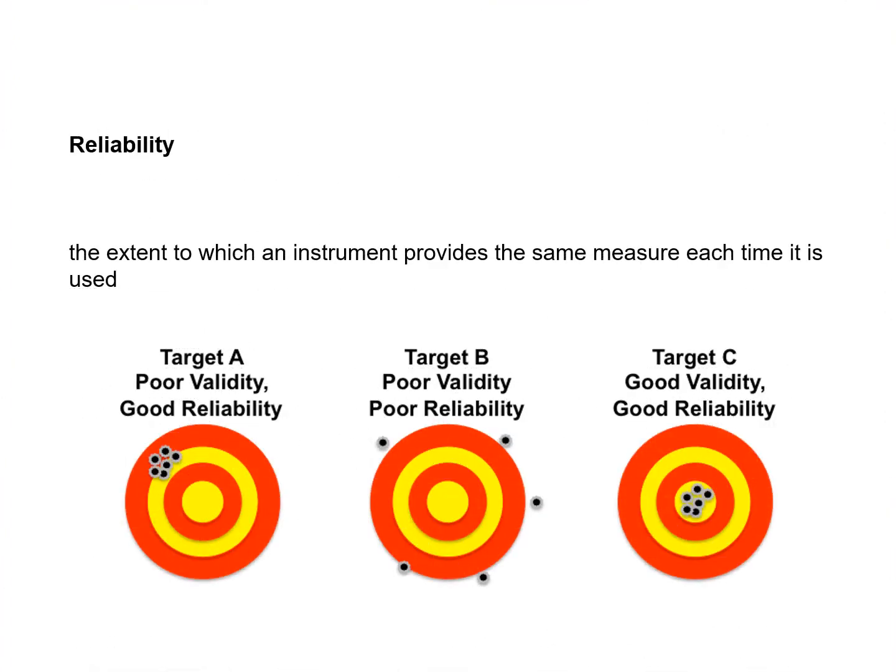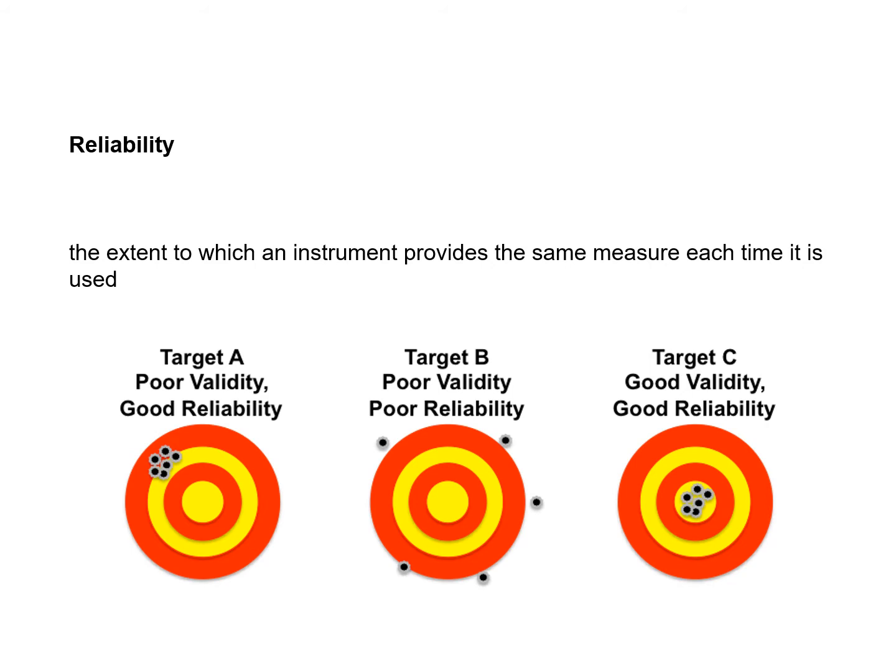First, some definitions. Reliability is the extent to which an instrument provides the same measure each time it is used. So in target A, we've got poor validity. Validity is represented by the center of the target, but good reliability. In other words, all the shots are being fired in the same place. And that's an important thing to remember, that something can be reliable without being valid. For example, a ruler can make the same measurement each time you use it, but the ruler may not be calibrated properly.